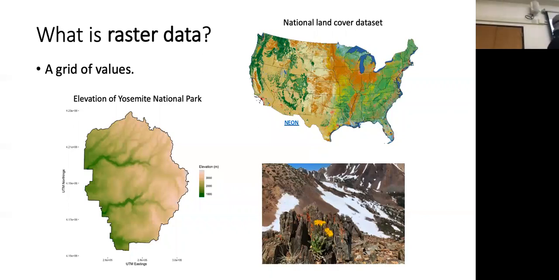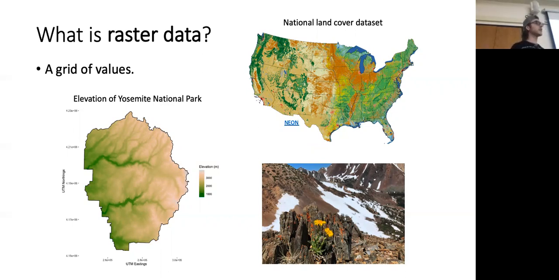Here on the left, we're looking at the elevation in Yosemite National Park. Really high values mean high elevation, low values mean low elevation. On the top right, that's a national land cover data set. That's more of a categorical type of raster where a certain value might indicate a shrub-dominated landscape, a different value might indicate an evergreen forest, et cetera.